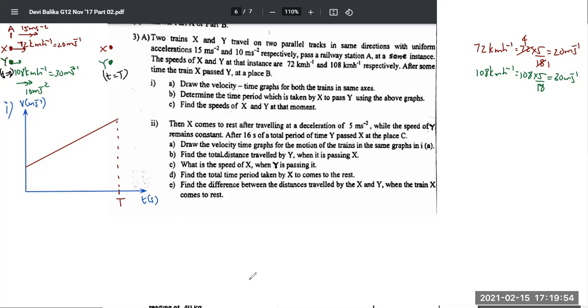Whenever you draw a graph, it's important that you mark the values as well. So let's mark this as 20, and 30 somewhere here. Then the other graph, for train Y. Initial velocity is 30, but it has a lower acceleration. Therefore, the graph should look flatter. The graph should have looked like this. This is the graph for Y. Don't forget to name the graph, very important. So this green one is for Y, and the maroon one is for X.